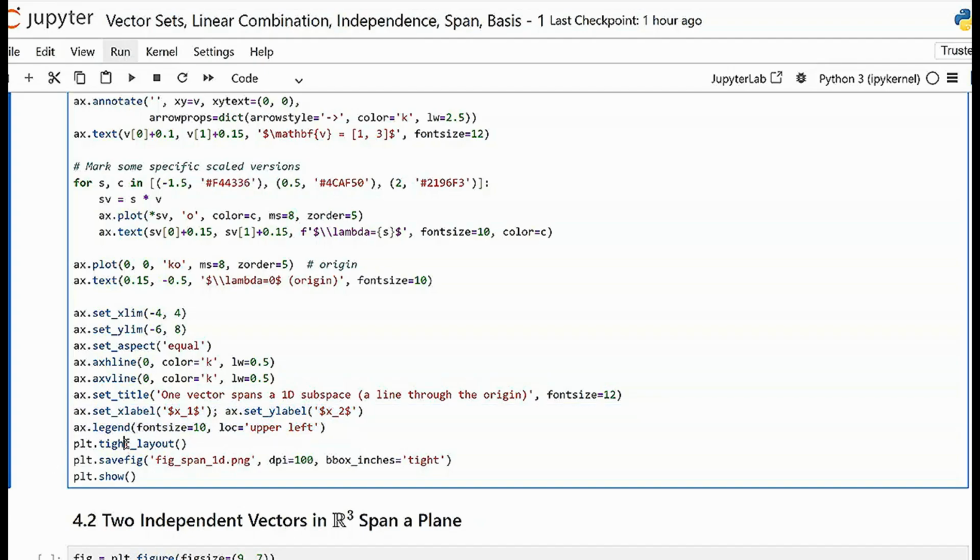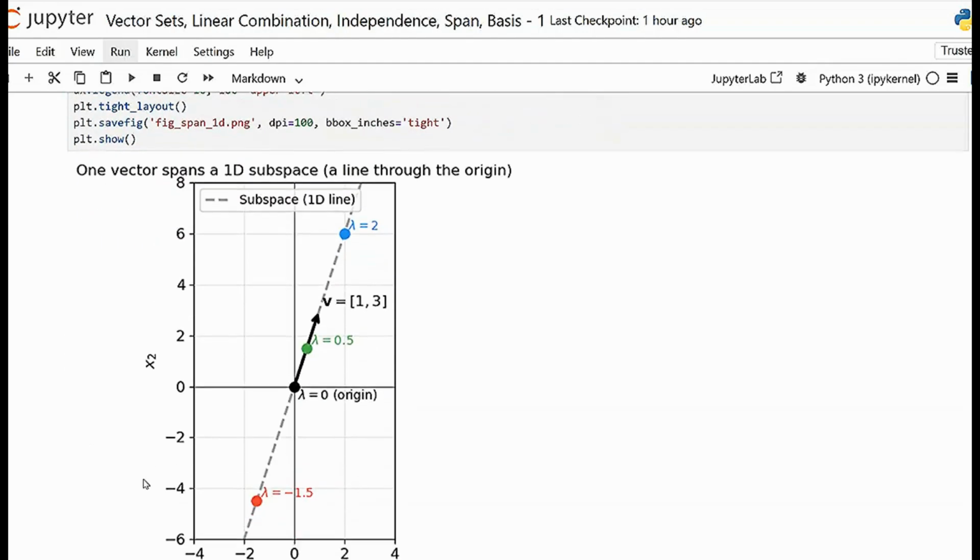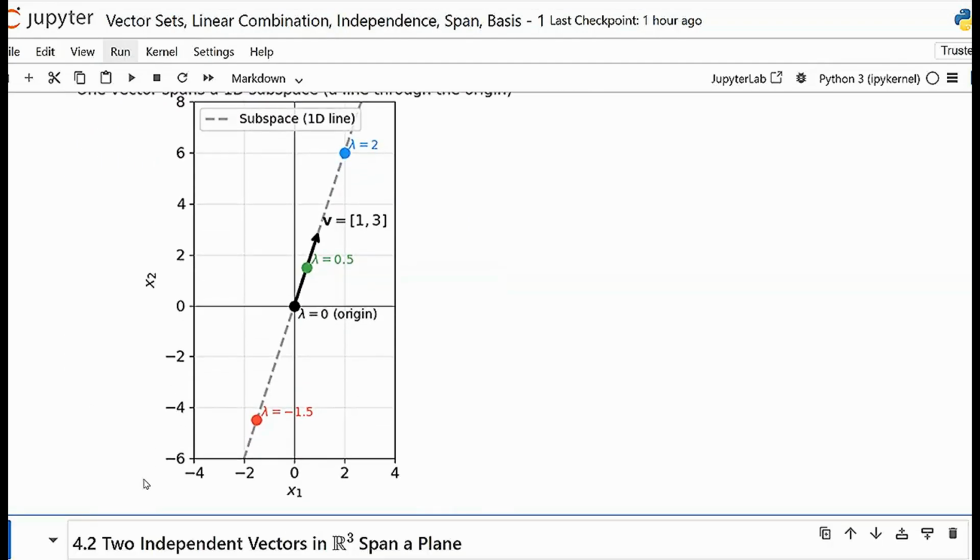Last but not least, we adjust the layout, save the figure, and display the output. Kindly observe, here we have only one single plot. This is the span of a single vector, that is, the span of a line, and here the dimension is 1, so it must pass through the origin.